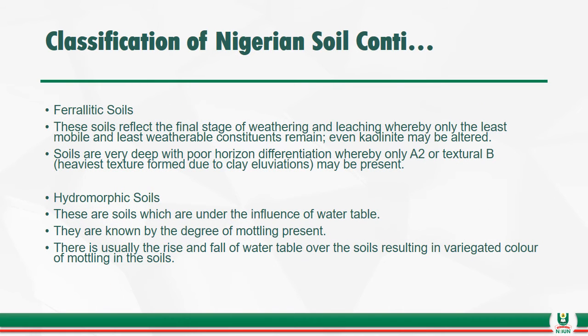Ferralitic soils are soils that reflect the final stage of weathering and leaching, whereby only the least mobile and least weatherable constituents remain. Even kaolinites may be altered. Soils are very deep with poor horizon differentiation, where only A2 or textural B, the heaviest texture formed due to clay illuviation, may be present. Hydromorphic soils are soils which are under the influence of the water table. They are known by the degree of mottling present. There is usually the rise and fall of the water table over the soils, resulting in variegated color of mottling.